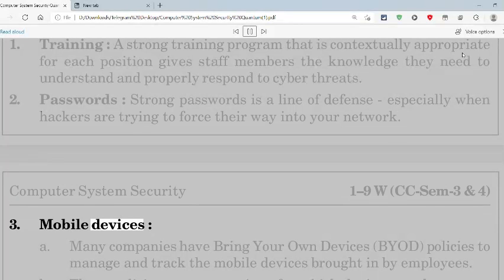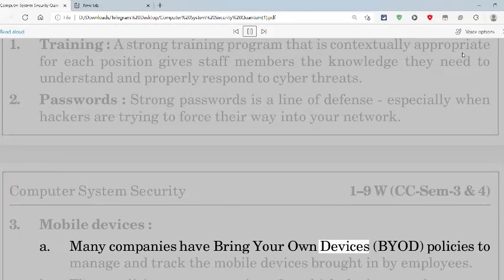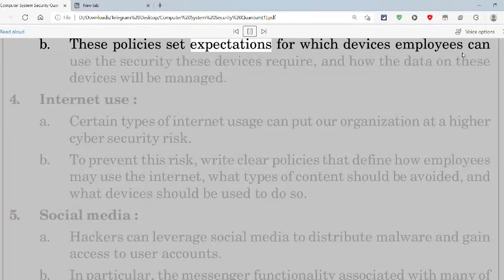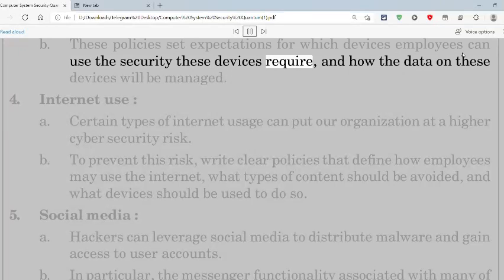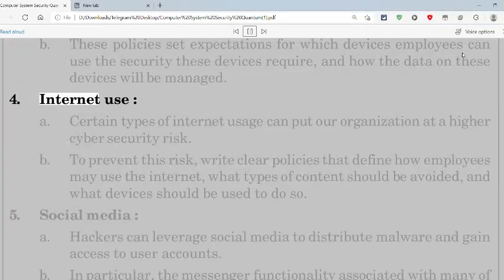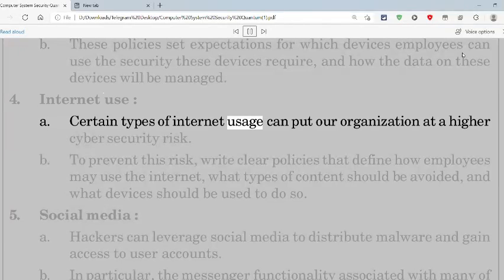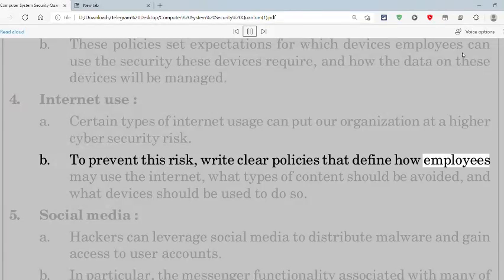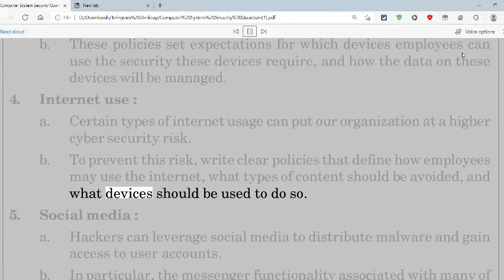3. Mobile devices. A. Many companies have bring your own device, BYOD, policies to manage and track the mobile devices brought in by employees. B. These policies set expectations for which devices employees can use, the security these devices require, and how the data on these devices will be managed. 4. Internet use. A. Certain types of internet usage can put our organization at a higher cybersecurity risk. B. To prevent this risk, write clear policies that define how employees may use the internet, what types of content should be avoided, and what devices should be used to do so.